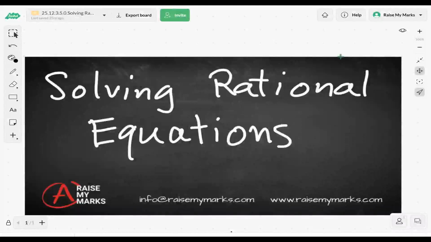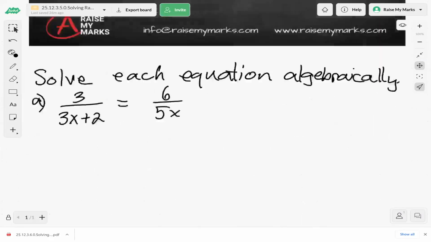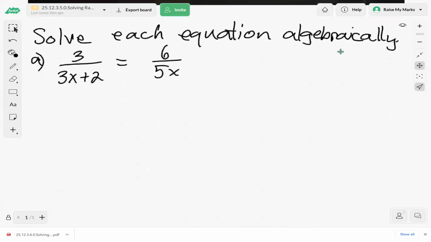Today we're going to look at solving rational equations. Let's look at the first question. We're asked to solve each equation algebraically. Let's have a look at the equations we have. Our first one is 3 over 3x plus 2 equals 6 over 5x.